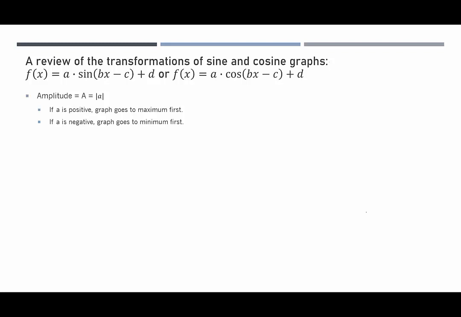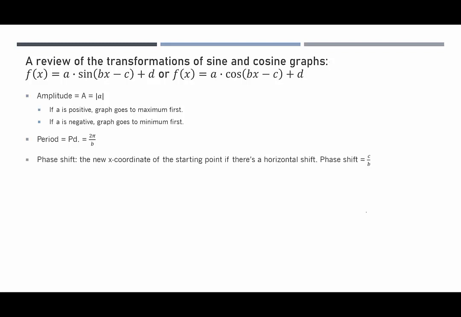If A is negative, then it goes to a minimum first. For sine, that means it's going to start in the middle and go down. For cosine, that means it starts at the bottom. We want to figure out the period based on the value of b that's given within the function itself. So the period is going to be 2 pi divided by b. That tells us the length from start to finish of one cycle.